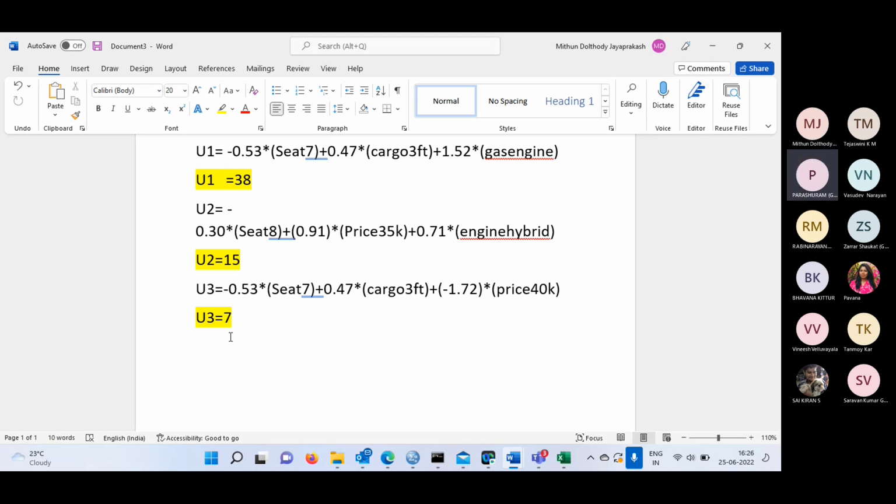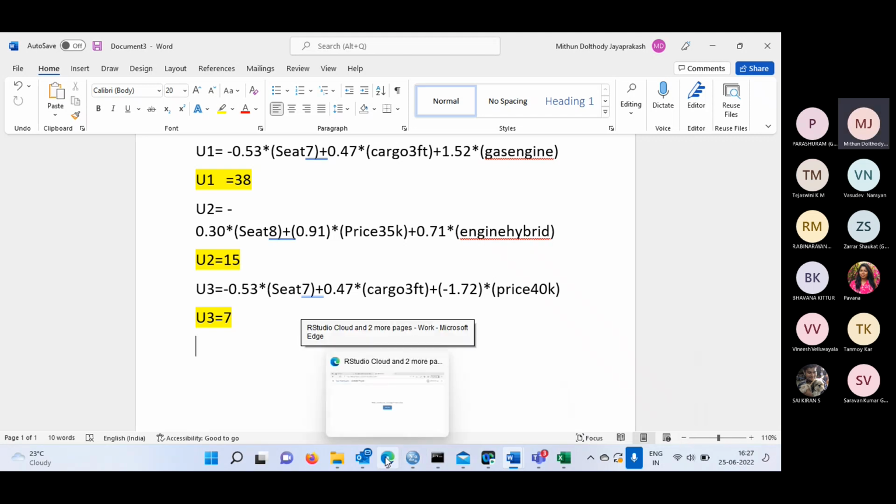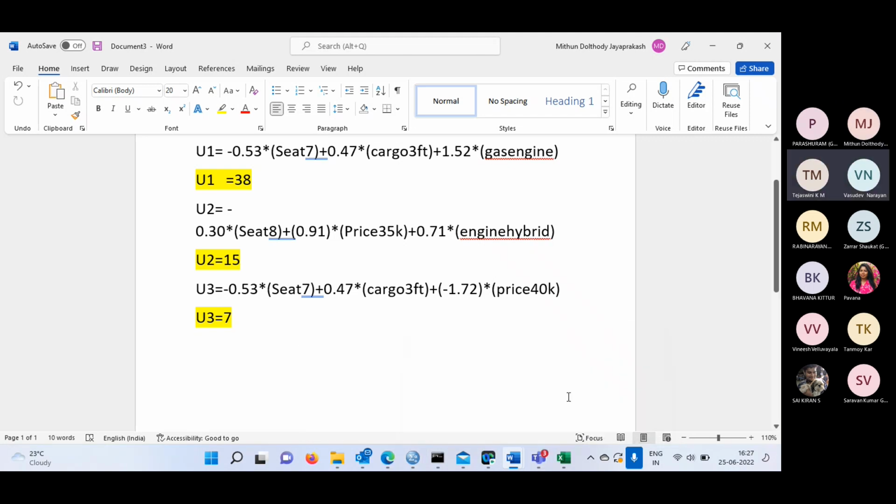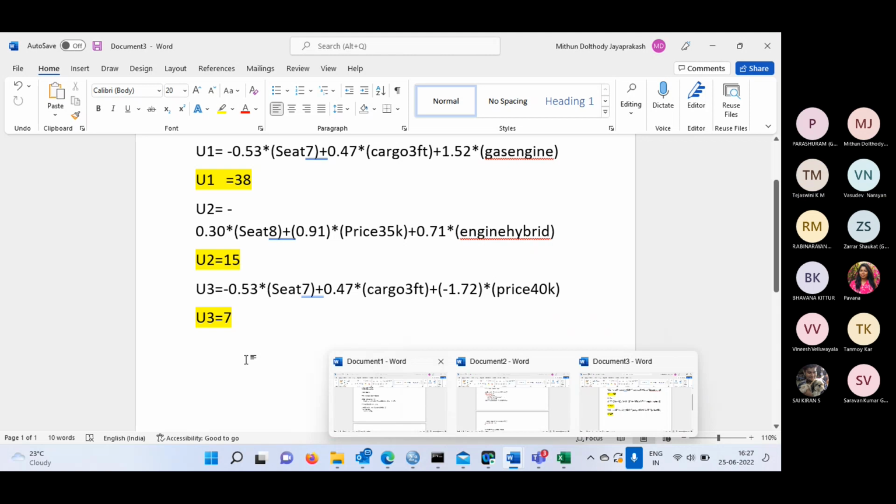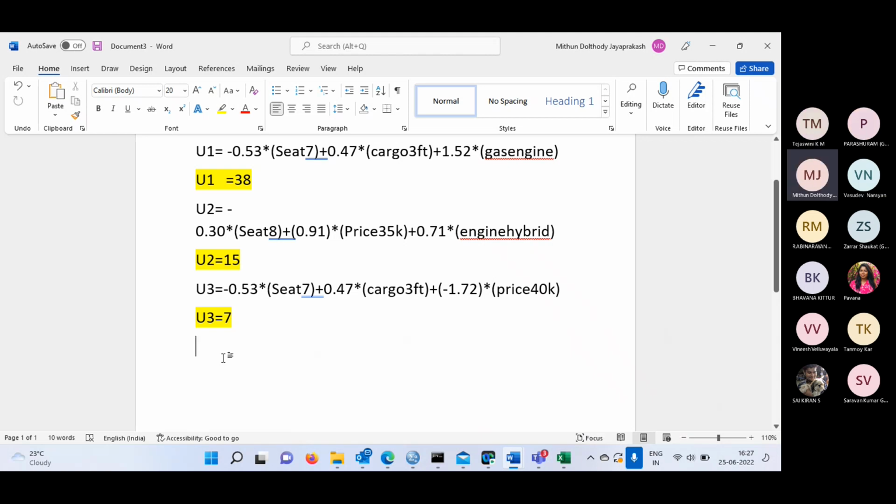Mithun, are you sharing your screen? I thought I was sharing my screen. Yeah, your screen is visible. Okay. Now, Parashuram, I don't know. No, it was minimized actually. I couldn't see it. Now I can see. I clicked on it. Okay, okay.